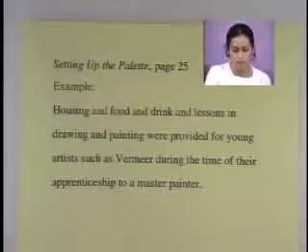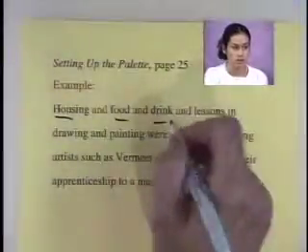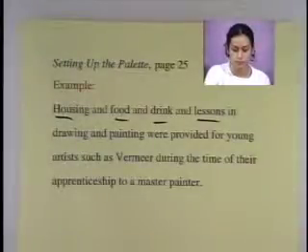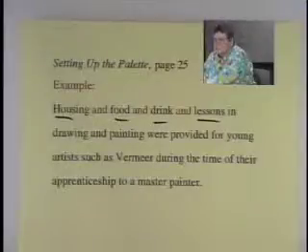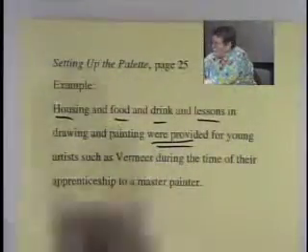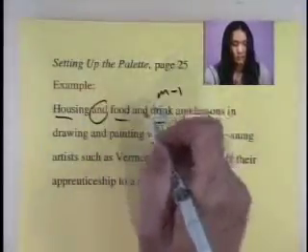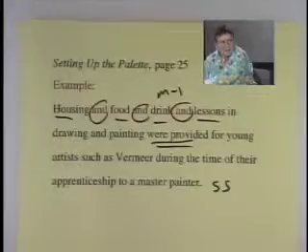What would you say the subject words are? Housing, that's one of them. Food, drink, lessons. How about your verb? Where's it, Kim? Were provided. What kind of a clause do you have? A main clause. What kind of a sentence is it? Simple sentence. And notice that you have 4 subject words here, and the links are all with and and no internal punctuation. And takes care of it.